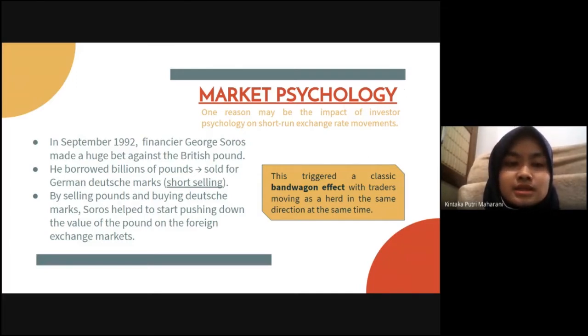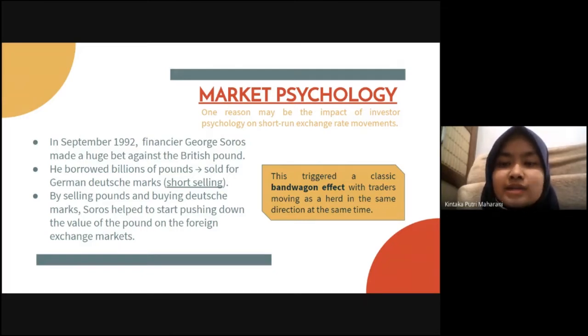This is an example of market psychology that happened in September 1992, when the international financier George Soros made a huge bet against the British pound. So he borrowed a billion pounds with all of his assets and then sold them for German Deutschmarks. This is also called short selling.